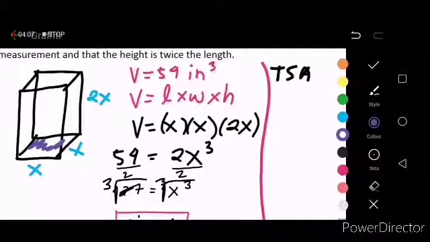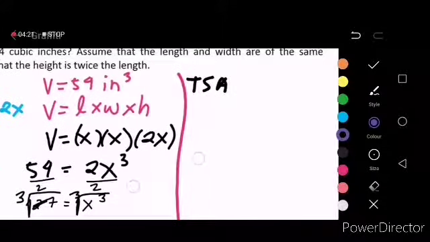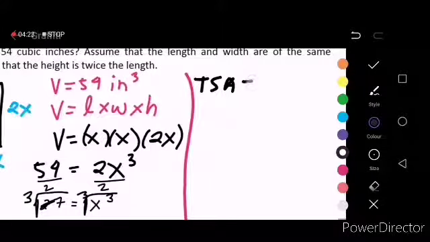At paano kukunin yung area sa baba dyan? Yes, we just need to multiply x to x. Bakit? Kasi length times width lang naman. But I don't know if you notice, it's a square di ba? Kaya x squared yan. Okay? So una, compute mo muna yung bottom, which is x squared.